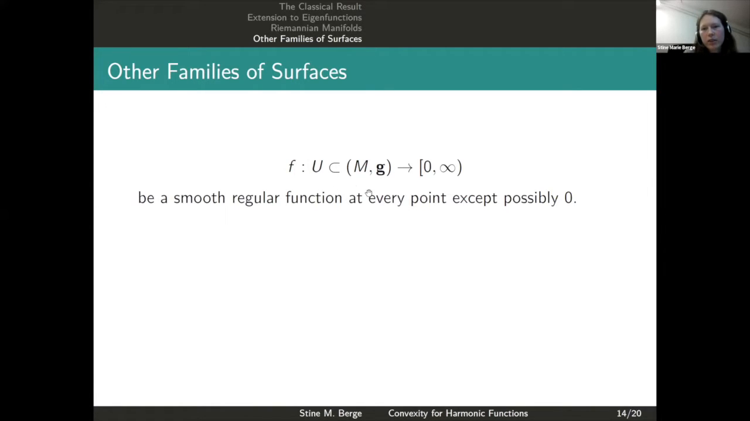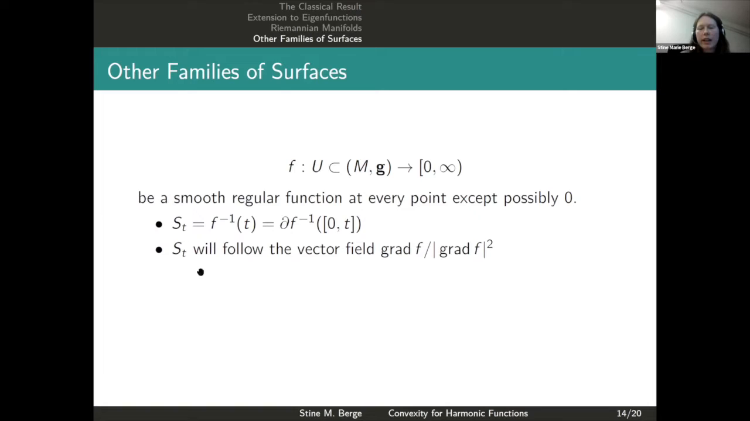So if you have some function going to the positive numbers where I want all the surfaces to be nice, I will assume that it's a regular function, except possibly at 0. Then we can define this family, which is going to replace the spheres as being just the inverse image. And I will assume that this family does not have any strange holes. So if I take the inverse image of everything up to time t and take the boundary, this is exactly going to be this level surface here.